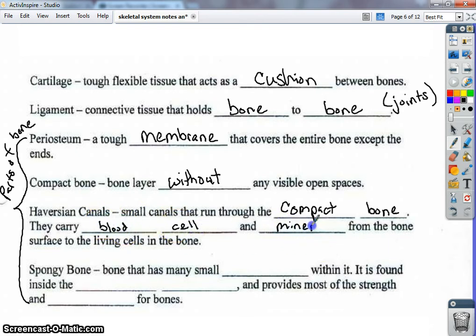Okay, really any material from the bone surface to the living cells of the bone. Alright, bones are living materials. Alright, they are living tissues, so that's important to remember as well.